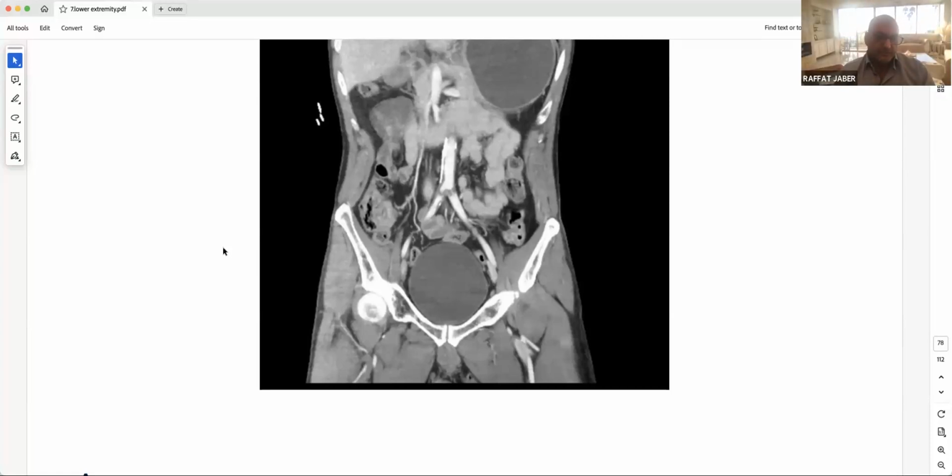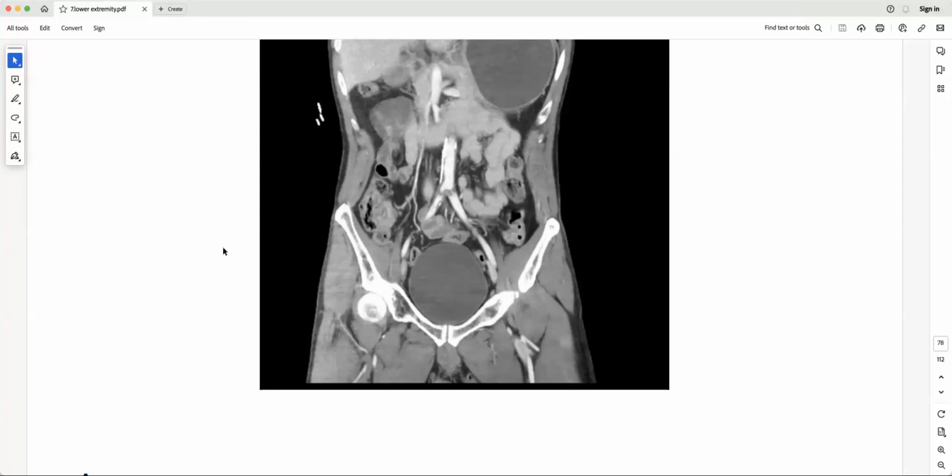Next question: if the aorto-biiliac graft thrombosed, what are the options that you would do? Jump graft to the femorals, or jump graft to one femoral and a femoral-femoral?